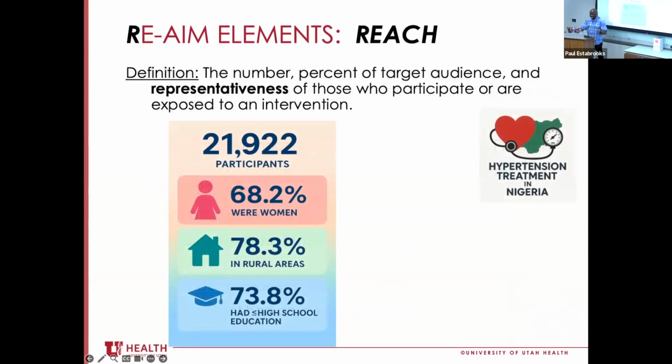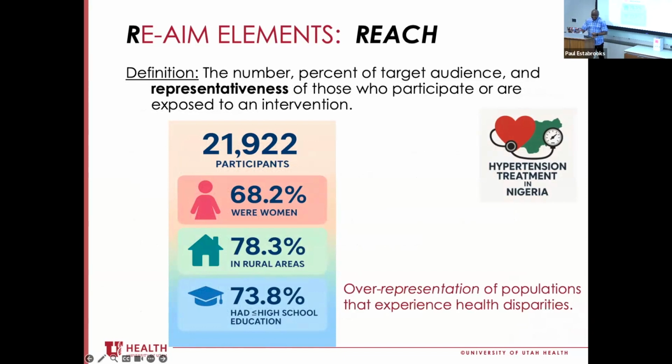Yeah, so we have 21,922 participants, 68.2% were women, 78.3% lived in rural areas, and 73.8% had lower than high school or below. We wanted to reach more people who experience health disparities. So we were able to reach a proportion of women, those in rural areas, and those with a low level of education. So that is reach.